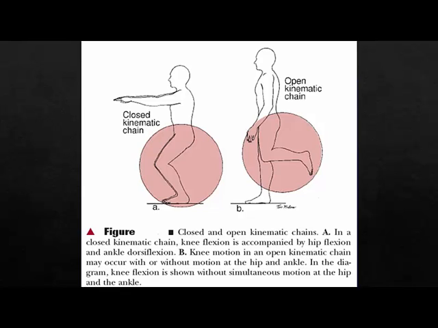This is a picture of open and closed kinetic chains, also known as kinematic chains. In a closed kinetic chain, knee flexion is accompanied by hip flexion and ankle dorsiflexion. Knee motion in an open kinetic chain may occur with or without motion at the hip and the ankle. In the diagram, knee flexion is shown without simultaneous motion at the hip or the ankle.